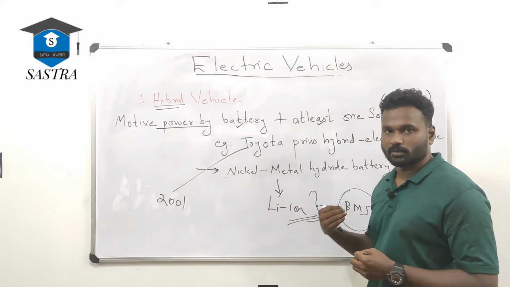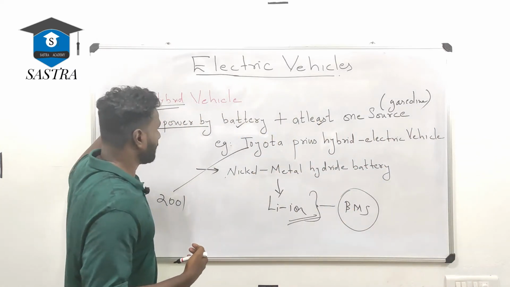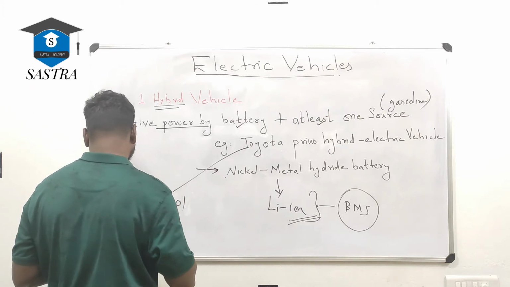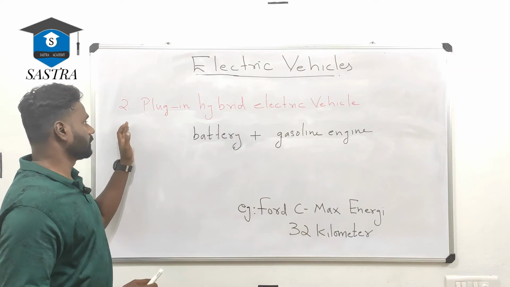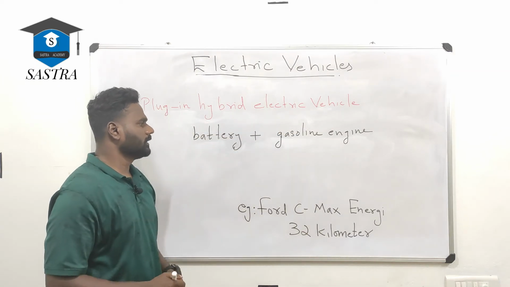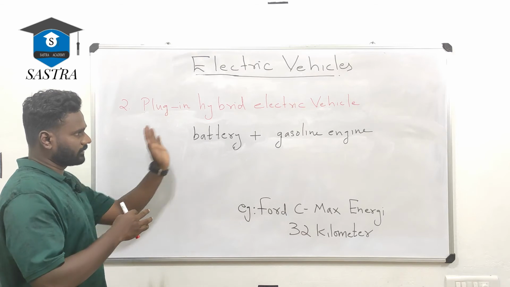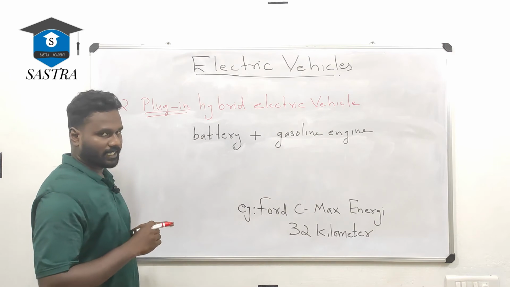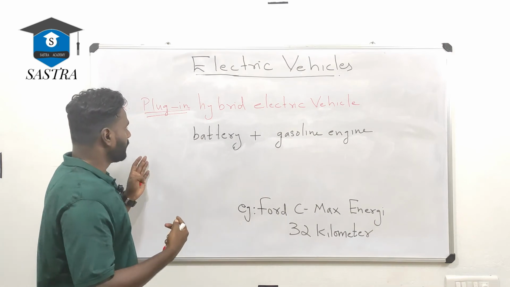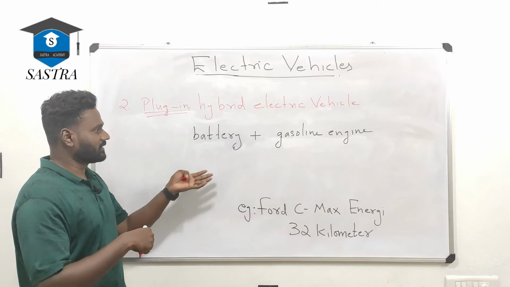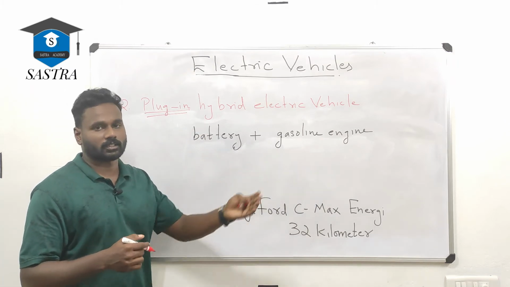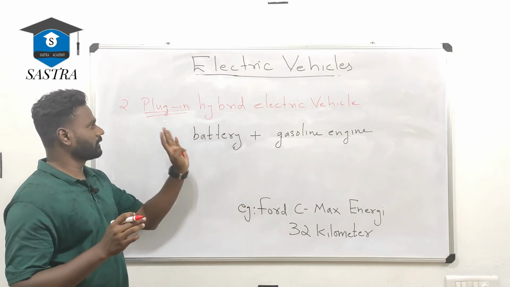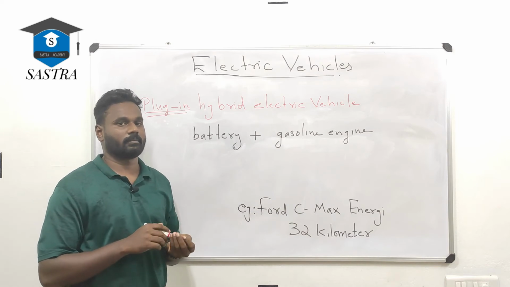Okay, then coming to the next part, the second classification of electric vehicle. The second type of electric vehicle is the plug-in hybrid electric vehicle. This is the same as what I told earlier, the hybrid vehicle. The only difference is plug-in. That means if the battery is discharged or used up, we can go to a charging station, plug it in and charge the battery, and the battery can be used further. In earlier cases we cannot do that, but in this case we can charge the battery from a charging station.